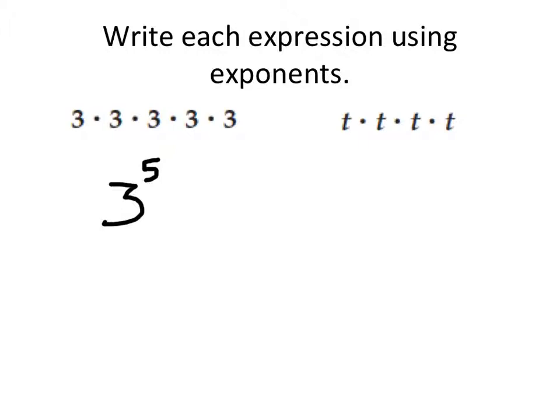Let's try that again with the next one. This time it's a variable. I notice that the variable is being multiplied together repeatedly. So I'm going to take the variable that's repeating, t, count how many t's we have, 1, 2, 3, 4, and that gives me my exponent. So t is my base, 4 is my exponent, and the power is t to the 4th.